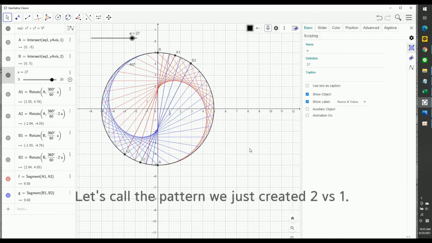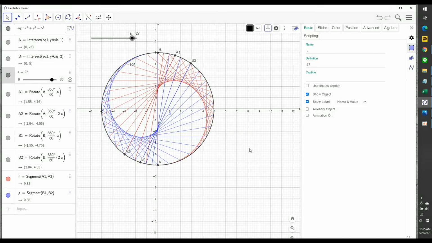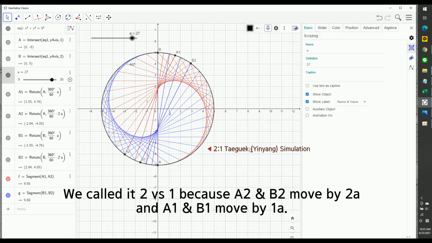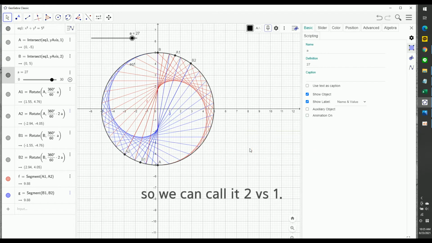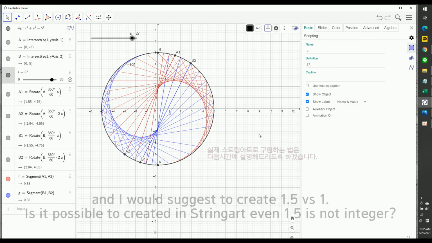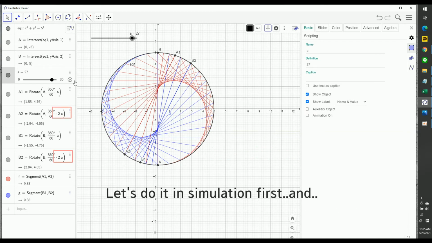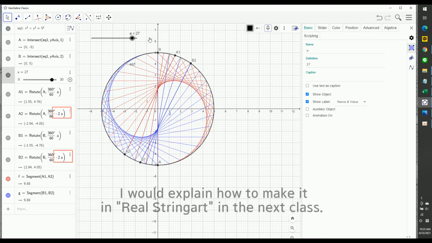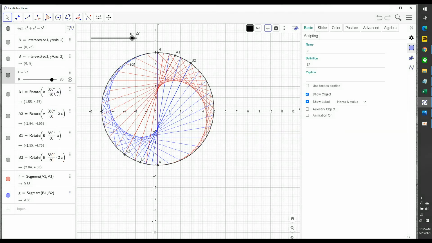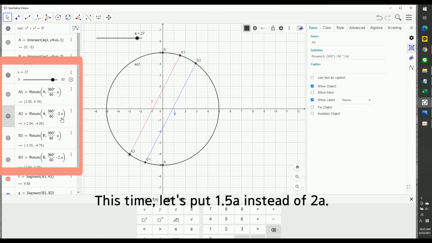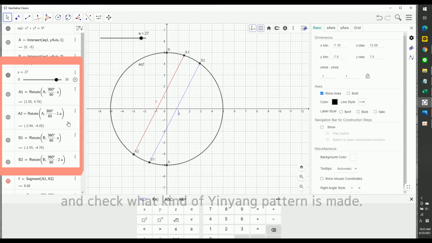Let's call the pattern we just created 2 versus 1. We call it 2 versus 1 because A2 and B2 move by 2a, and A1 and B1 move by 1a. So we can call it 2 versus 1. And I would suggest creating 1.5 versus 1. Is it possible to create in string art even if 1.5 is not an integer? Let's do it in simulation first, and I will explain how to make it in real string art in the next class. This time, let's put 1.5a instead of 2a.